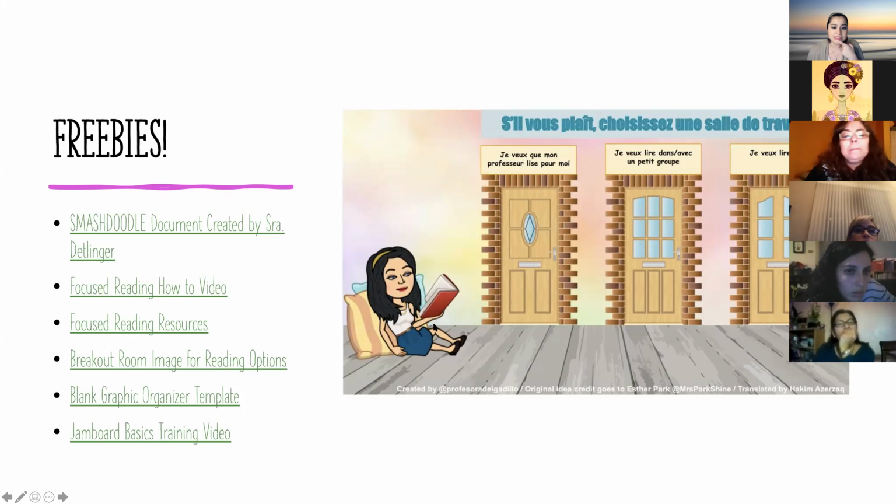And then I have this little breakout room. It's an editable Google slide, so you can change it around and put your Bitmoji in it. I have it in French for my French teachers, if I have any watching. And you can change it if you see any mistakes. I don't think so, but you never know. I make mistakes in my Spanish stuff all the time. So you can use what you need.